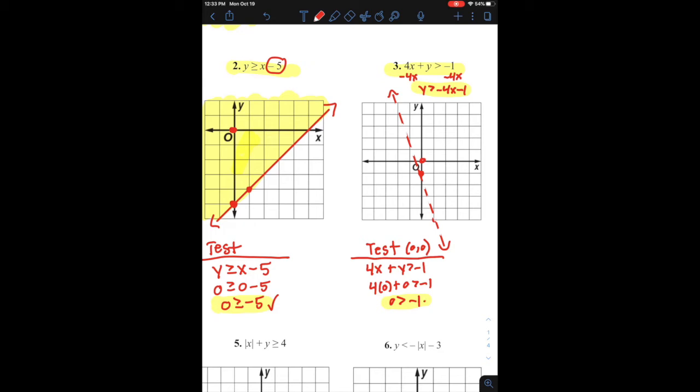Is 0 greater than negative 1? Yes, it is. Therefore, this point that we just tested is a solution. Not only is that point a solution, but also all the ordered pairs on that same side. So we will lightly shade, if you're using a pencil, this is just a light shading, all the ordered pairs on the right side, showing that all of those ordered pairs are solutions to the inequality. What does that mean? You could take any of those ordered pairs, substitute it into the inequality, and we would end up with a true statement.